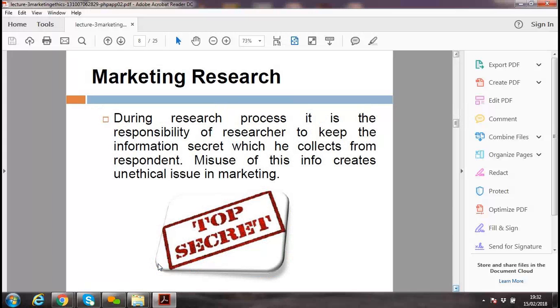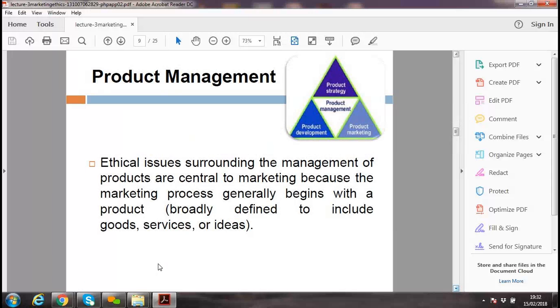Okay, marketing research. During the research, it is the responsibility of the researcher to keep the information secret. Misuse of information is an unethical issue, so we need to look at how we can address it.